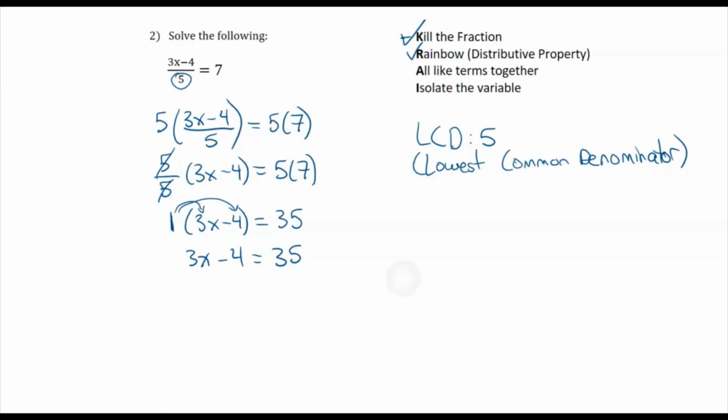Now we need to get all the like terms together. The only terms that are not together are those two. So I'm going to add 4 to both sides. Whatever you do to one side, you have to do to the other. It's going to cancel off there. So we get 3x equals 35 plus 4 is 39. The very last step now is isolating the variable. We're going to divide by 3, and we get x equals 39 divided by 3. 30 divided by 3 is 10. 9 divided by 3 is 3. So 13 is the solution for that equation.